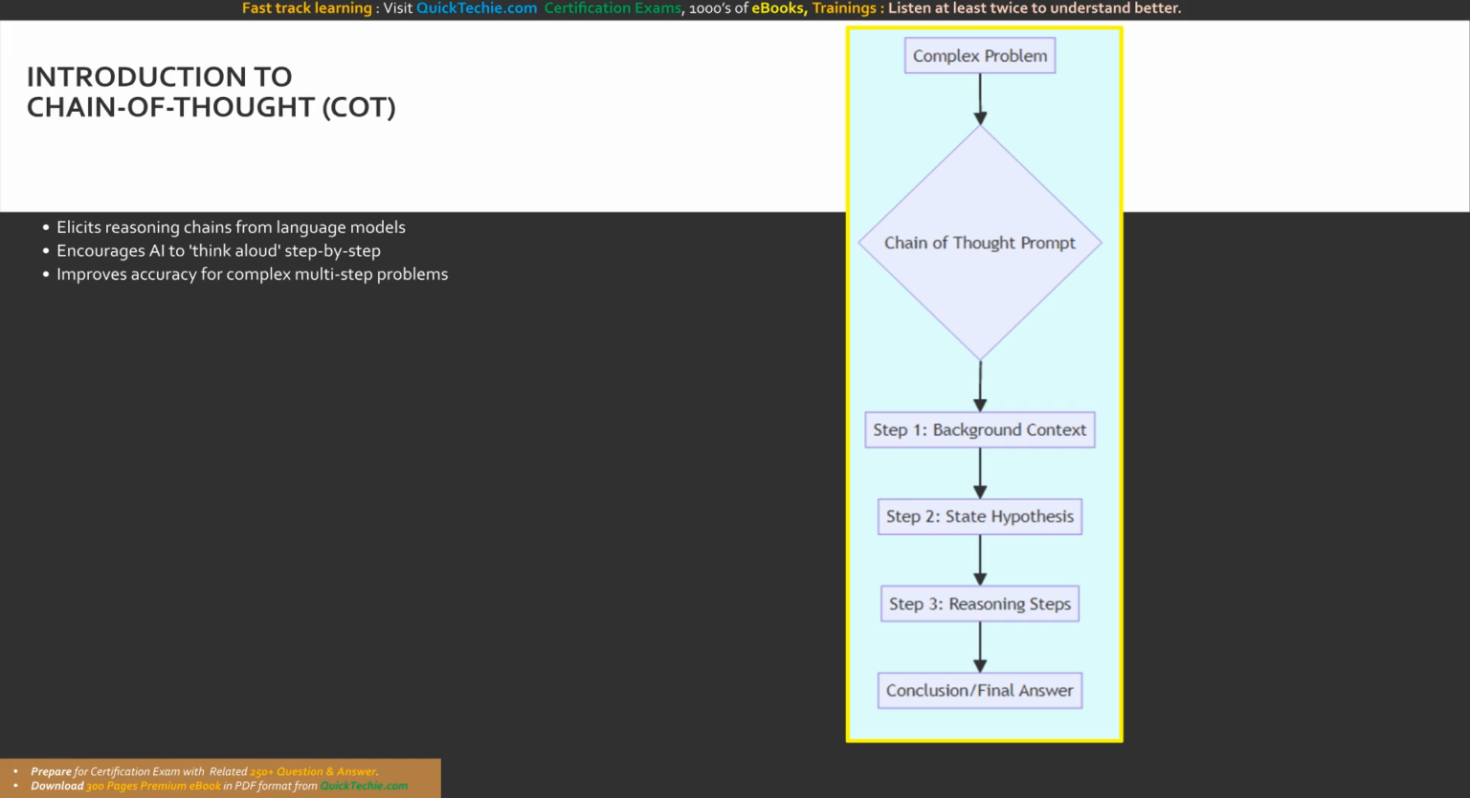This flowchart illustrates the fundamental mechanics of chain of thought prompting. We begin with a complex problem, feed it into the chain of thought prompt structure, and force the model to sequentially navigate through background context, hypothesis formulation, and discrete reasoning steps before arriving at the final answer. This prevents the model from taking cognitive shortcuts that lead to hallucinations.